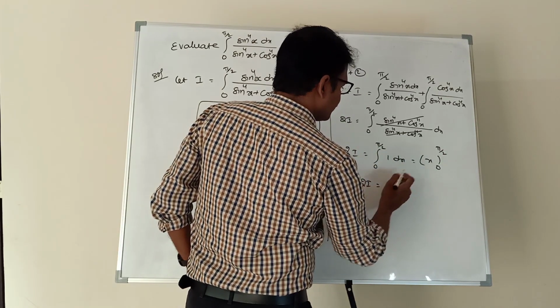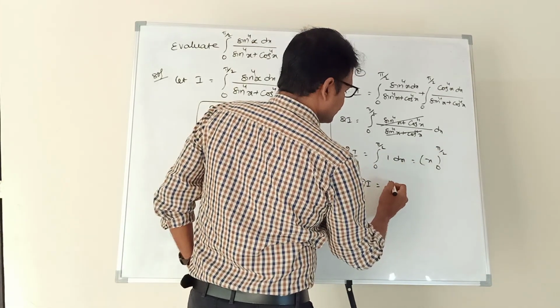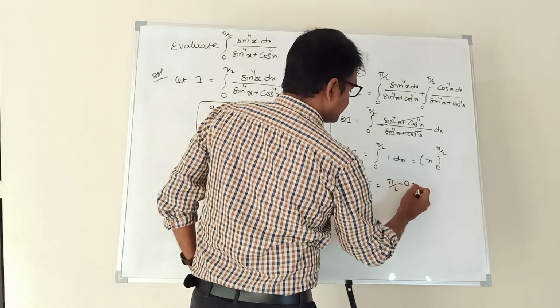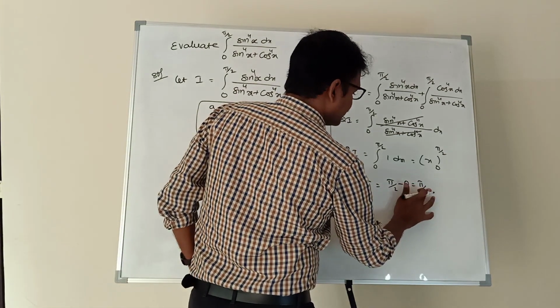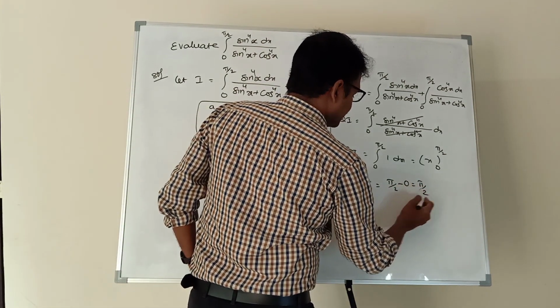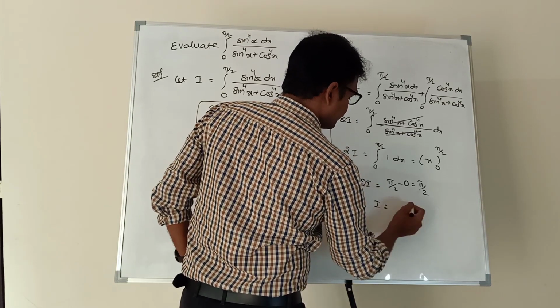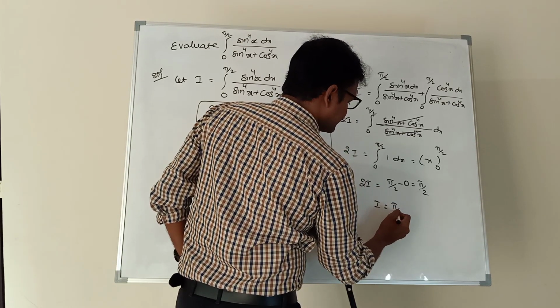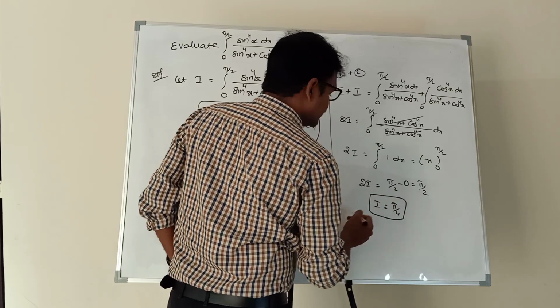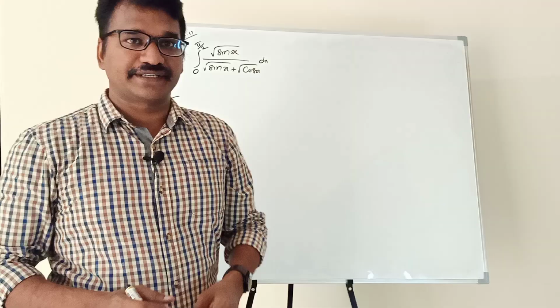So 2I is equal to, substitute upper limit minus lower limit, pi by 2 minus 0, pi by 2. So I is equal to, if you send 2 to the right hand side, I is equal to pi by 4. This is the value of the given integration.